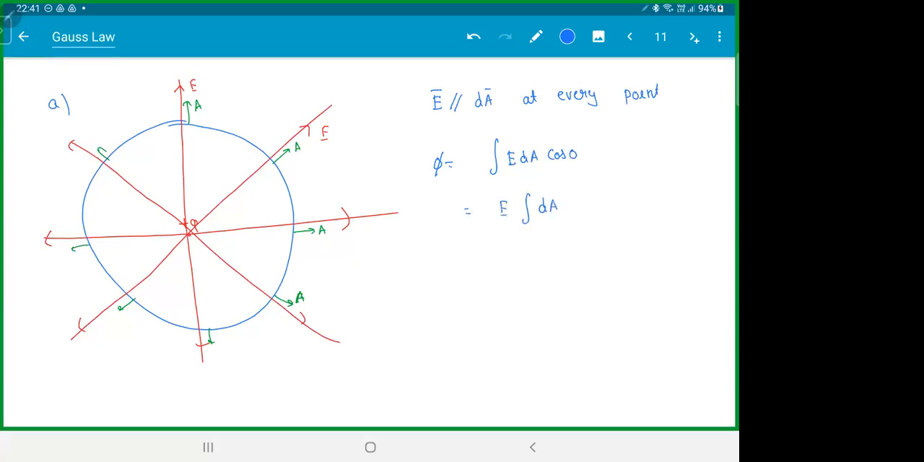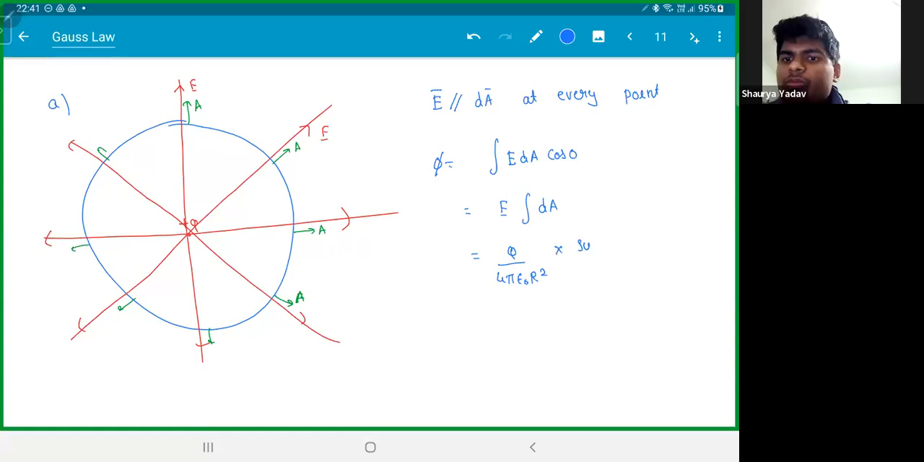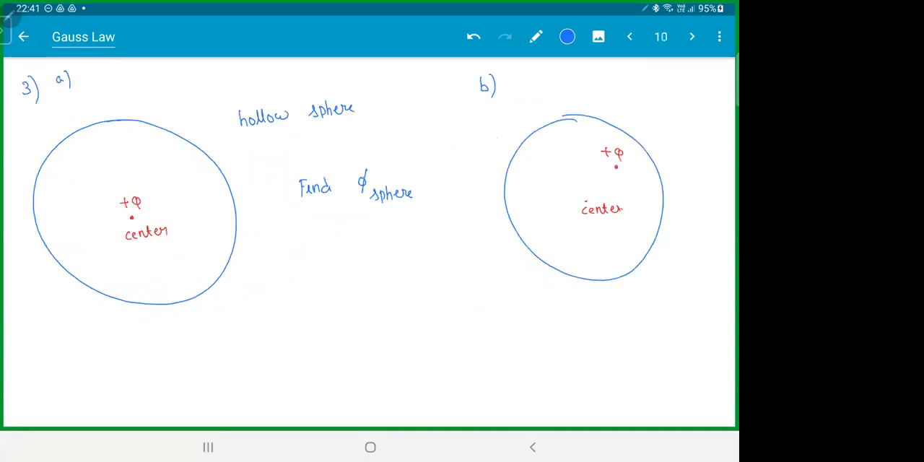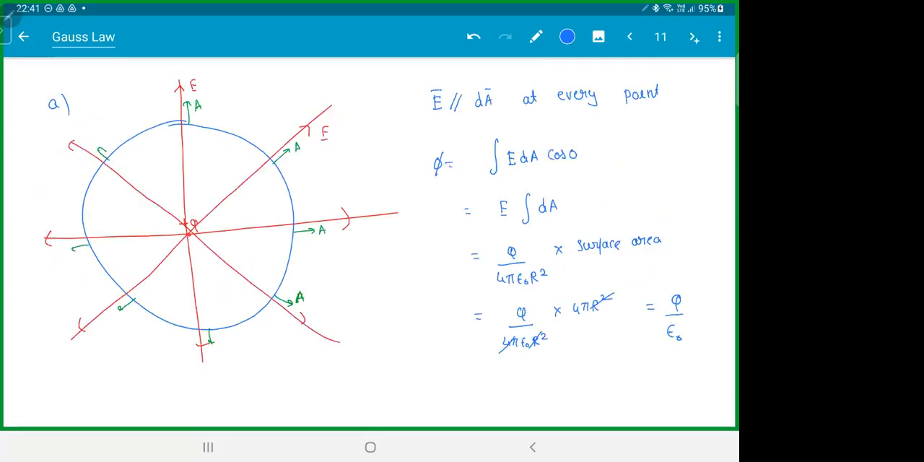What is integral dA? The surface area, right, of the sphere. What is the surface area of a sphere? 4 pi r square. So flux is q by 4 pi epsilon r square into 4 pi r square, which is q by epsilon. That's the flux. It's a good result. You need to remember this. How will you do for this guy? What if the charge is not at the center? Think for a minute.